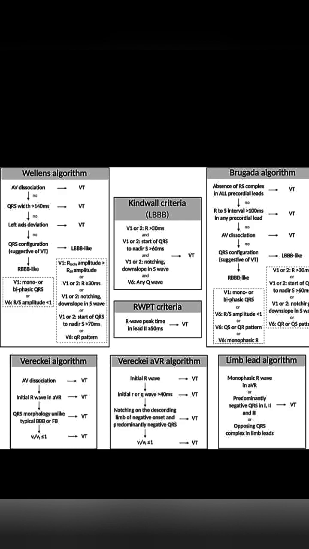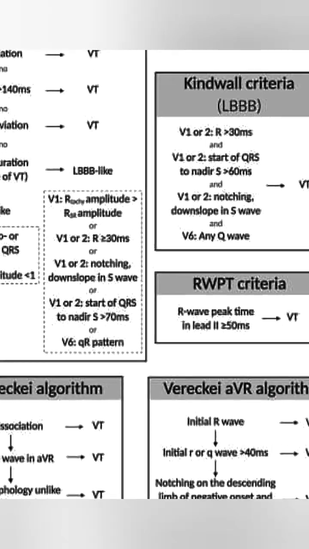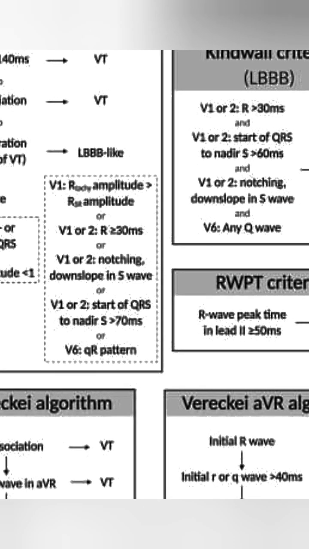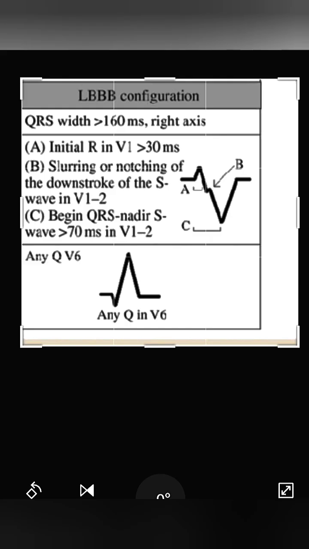In left bundle branch block morphology, you will look for V1 and so LBBB configuration: QRS width more than 160 milliseconds with right axis deviation. Initial R in V1 more than 30 milliseconds. Slurring or notching of the downstroke of the S wave in V1 to V2. Beginning of QRS to nadir of S wave more than 70 milliseconds in V1 and V2. Any Q wave in V6 in LBBB configuration.